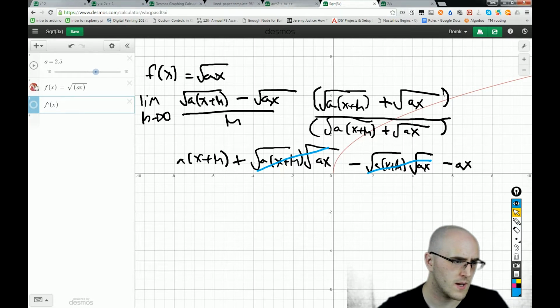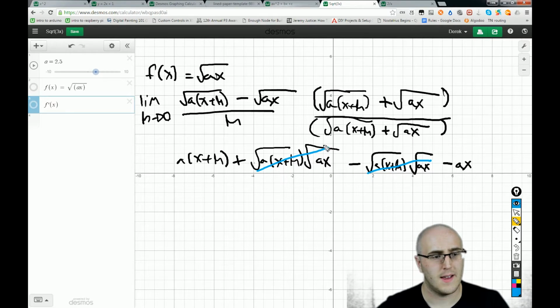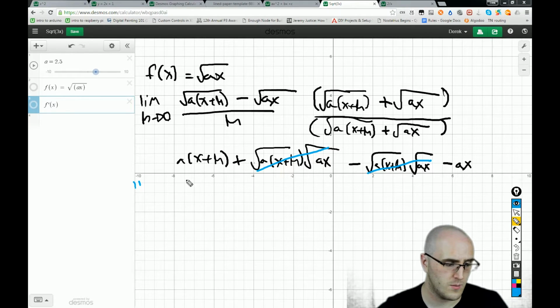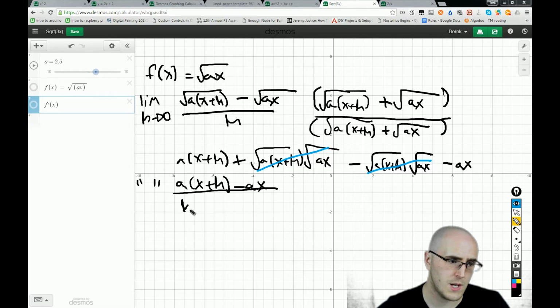I'm going to turn this off just while we're working. And this is why it's useful for dealing with roots: notice our last two terms are squared, and our terms that still had roots in them are canceling each other out. So we end up with the limit as h goes to 0 of ax plus h minus ax, all of that over h times the square root of a(x plus h) plus the square root of ax.